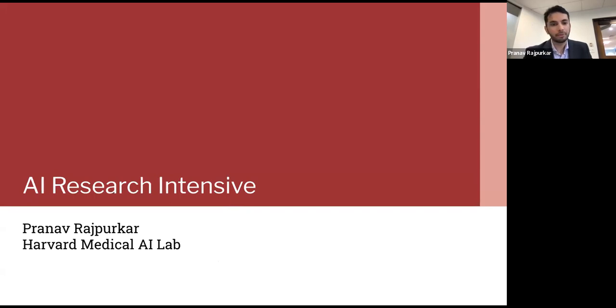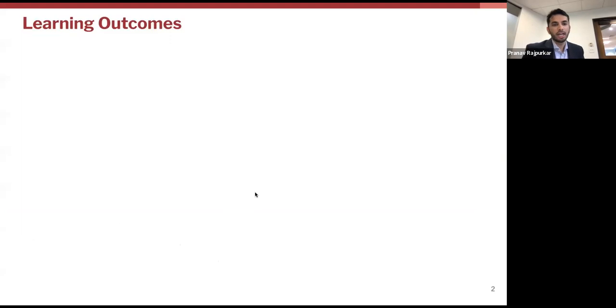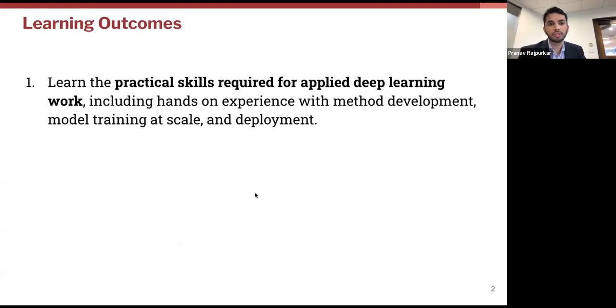Host today the AI Research Intensive, which is going to be covering a wide range of topics that are relevant to AI research. Our intensive has really two learning outcomes. The first is about creating an experience where you can pick up the practical skills required for applied deep learning work. We'll have hands-on live coding and live editing with method development, model training at scale, and deployment.